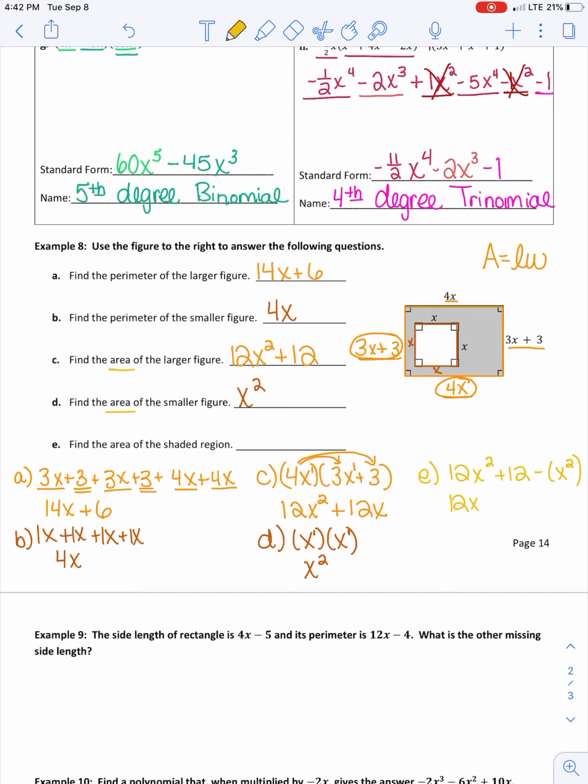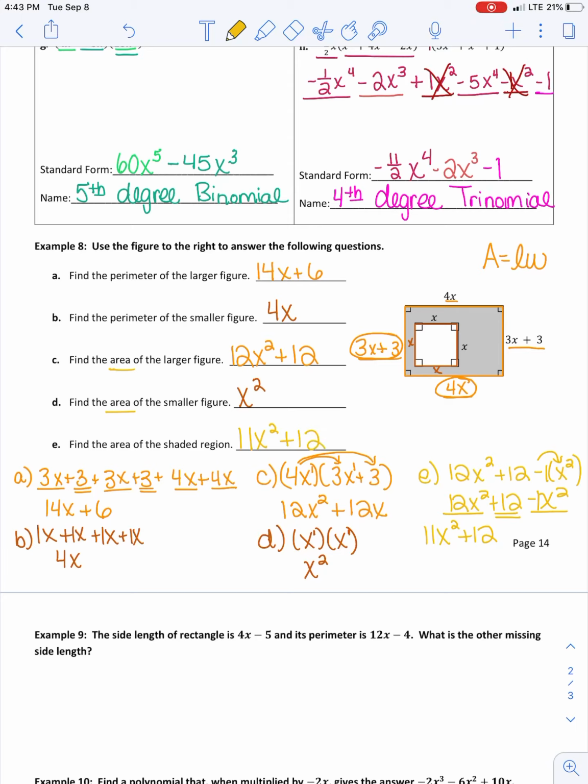So I have 12x squared plus 12. And then that negative 1, yeah, we can distribute that in, but really all that's doing is making it a negative x squared. And I can combine. So I have 12x squared minus 1x squared, which gives me 11x squared. And then I have my 12 by itself, so I'm just going to bring that down. So the area of just the shaded part of this figure is going to be 11x squared plus 12.